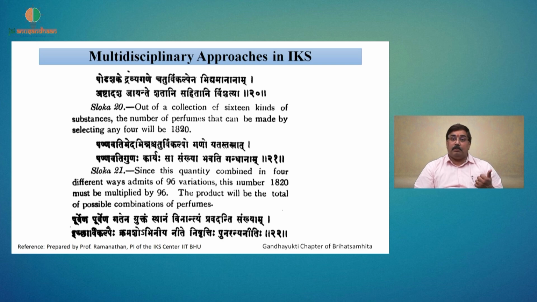He talks about rainfall prediction there. He also talks about making perfumes in it. So in one such shloka, he says, if I take 16 raw materials for making perfumes, and I'm taking a collection of 4 out of them, how many perfumes can you make? How many types of perfumes can you make by taking 4 materials out of 16 raw materials? So it turns out that it is about 1820.